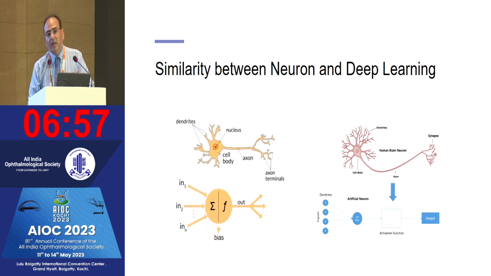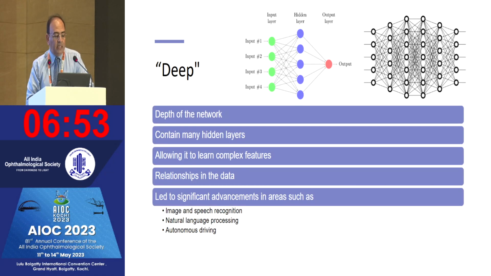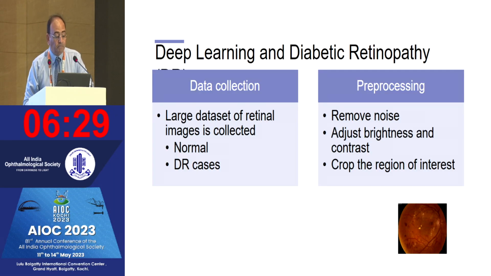And similarly, you can have many such layers inside. So basically, deep refers to the depth of the network and may contain hidden layers in it, allowing it to learn complex features. And also, not only learning complex features, but making a relationship between the data. And this has led to significant advancement in areas such as image and speech recognition, natural language processing, autonomous driving.